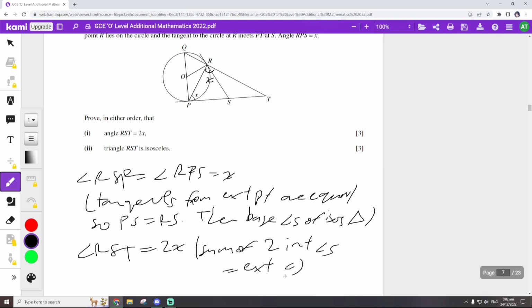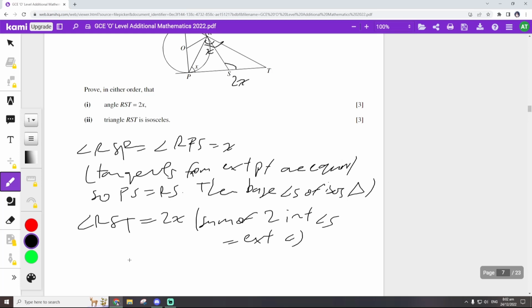Okay? Prove that triangle RST is isosceles. That should be quite simple. This is a right angle because it is an angle in a semicircle, right? The semicircle is actually PRQ. So angle PRQ is 90 degrees, right angle in a semicircle.